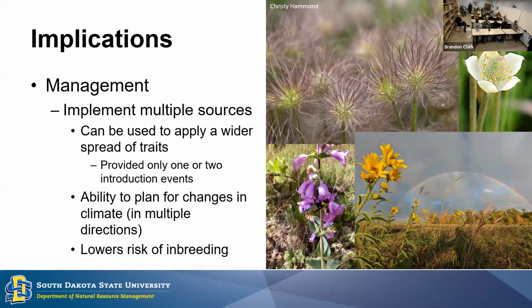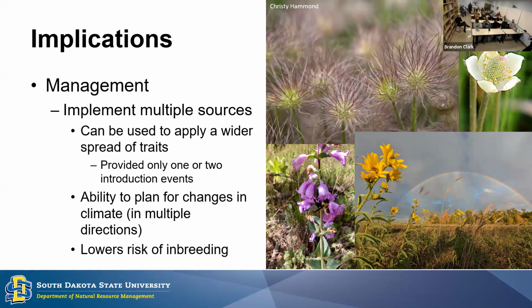And the main point that I want to drive home with management is that there should be an implementation of multiple sources, because these can apply to a wider spread of traits. But this is provided that when you're using lots of different sources, there's only 1 or 2 introduction events. As you keep adding more genetic material, you're almost flooding that local adaptation that is present and could lead to some outbreeding depression of that restoration population.